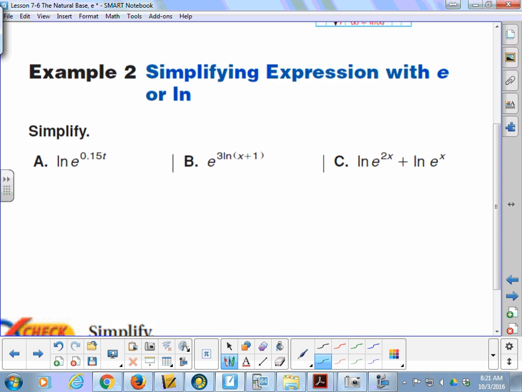So the natural log of e to the power of 0.15t, well, natural log, so ln, is the same as we said, this was log base e of e to the 0.15t power. Right? So if I said natural log, it basically means a log with a base e. Well, since these two things are the same, they undo each other, and our answer is 0.15t.